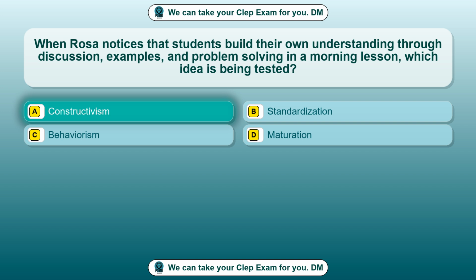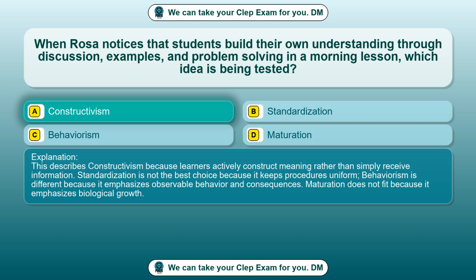Constructivism. This describes constructivism because learners actively construct meaning rather than simply receive information. Standardization is not the best choice because it keeps procedures uniform. Behaviorism is different because it emphasizes observable behavior and consequences. Maturation does not fit because it emphasizes biological growth.